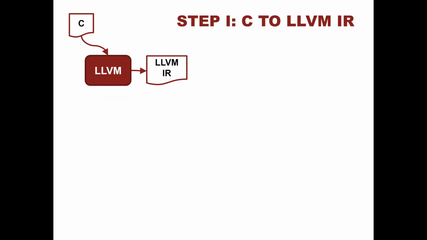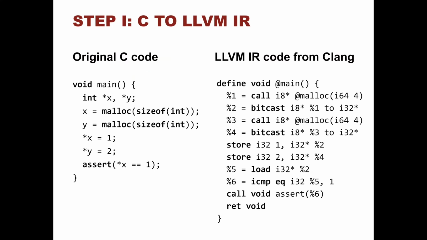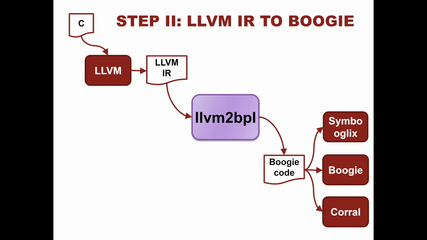Let me just quickly walk you through how this translation works into Boogie. So the first thing we do is we translate to LLVM-IR using Clang. We don't do anything special there. It's just the off-the-shelf Clang compiler. And here is a small example C program. This is the LLVM-IR code that you get on the right. And then the meat of SMAC is this translation into Boogie.